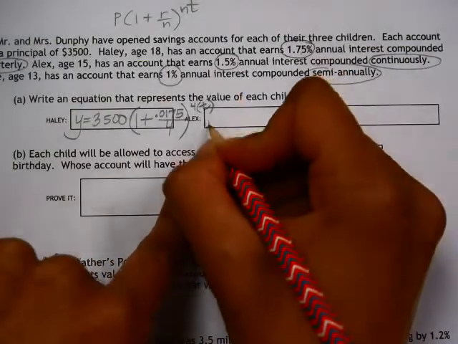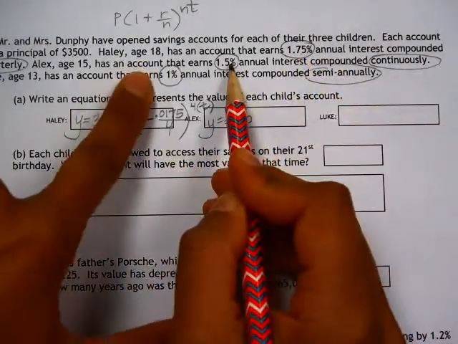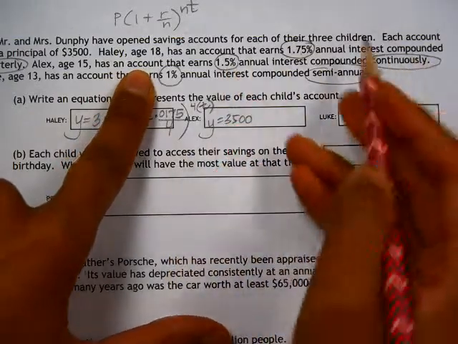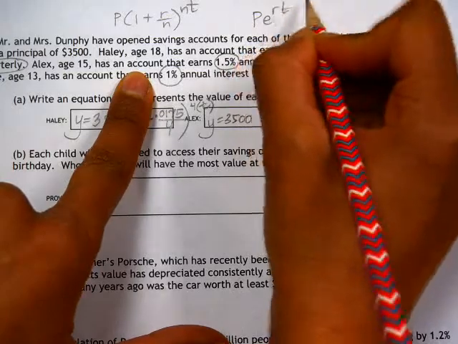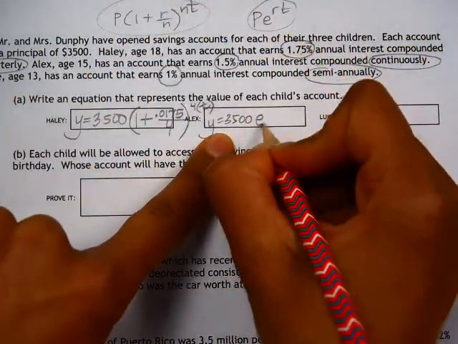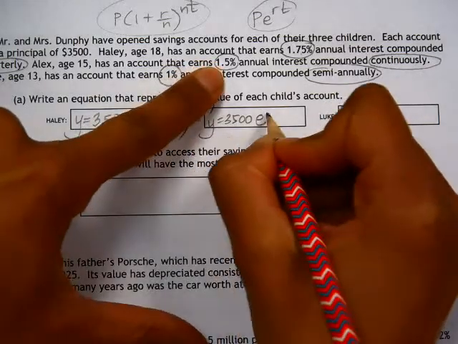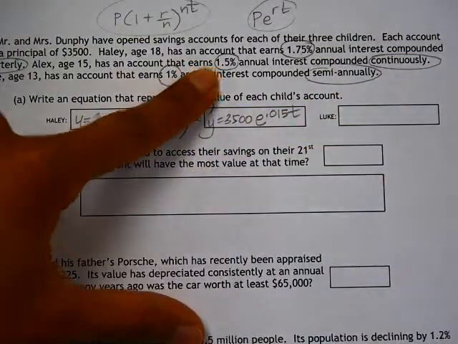Alex also starts with $3,500. Her account earns 1.5% interest continuously, so we're using P E to the RT in this case. So principal is $3,500, E to the interest is 0.015, and then T.